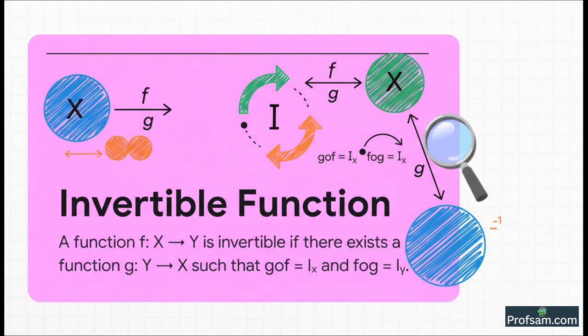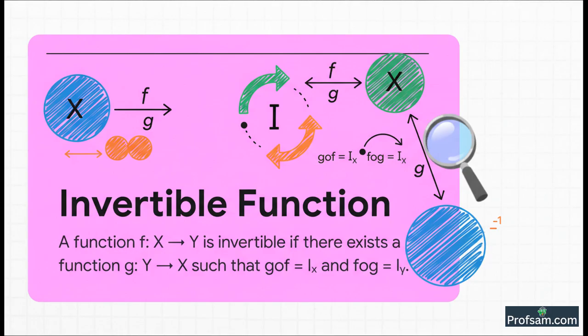What does that mean? It means if you do the function f and then immediately do its partner g, it's like nothing happened. You get back to your original x. This is what g∘f = Ix means. And it has to work both ways. If you do g first and then f, you should also get back to where you started. That's what f∘g = Iy means.